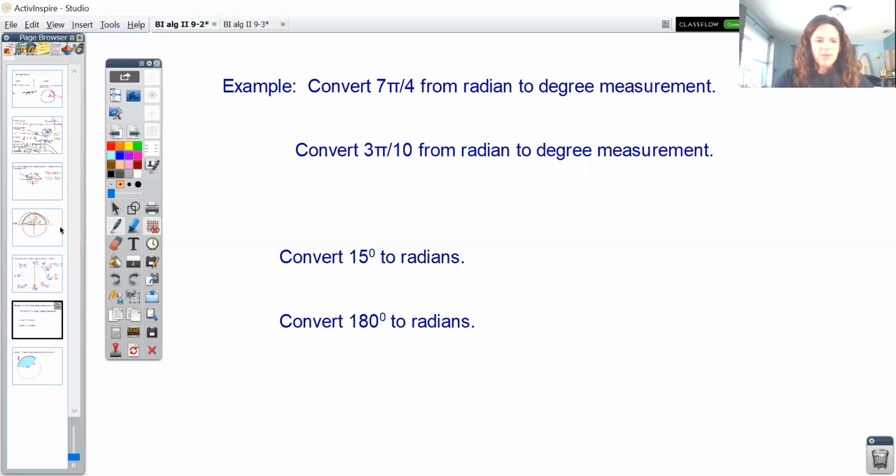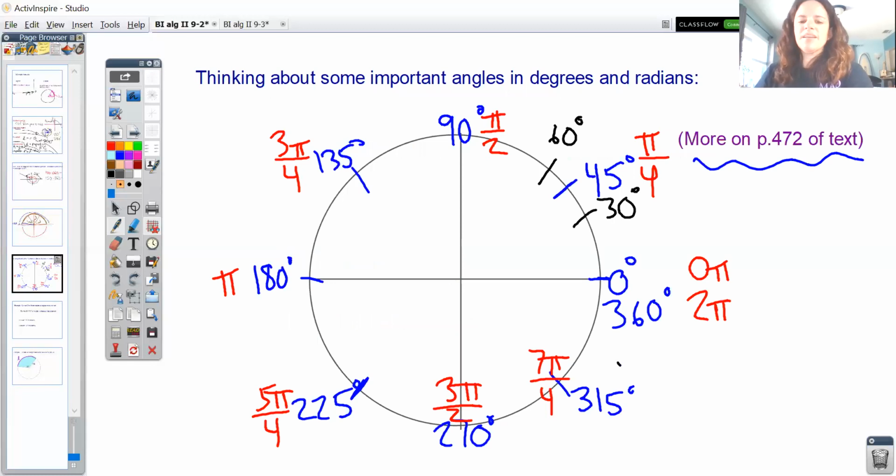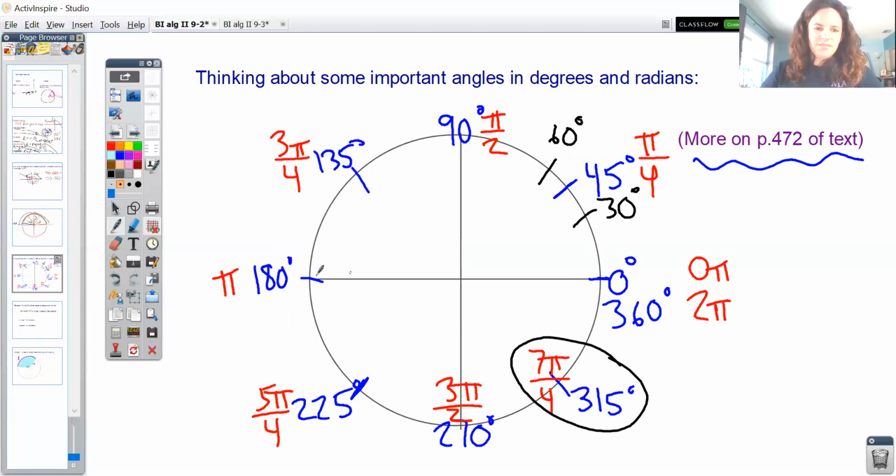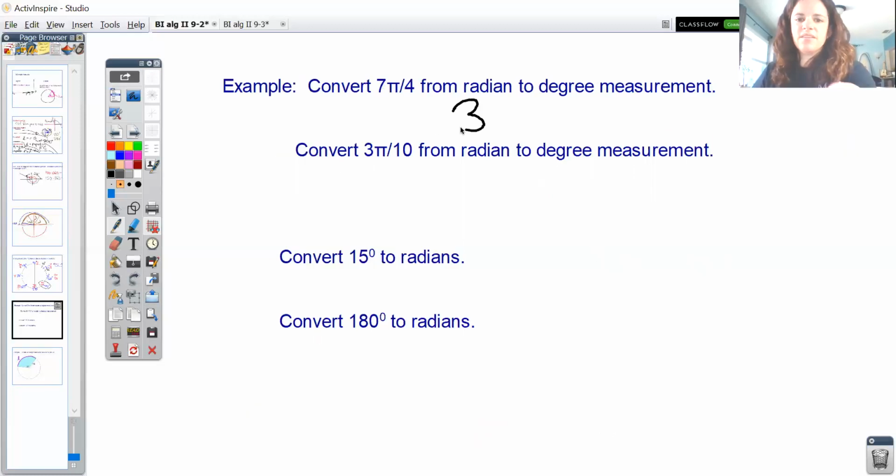So we have a couple things left. We need to be able to convert back and forth between the measurements of the angles. So if I have 7 pi fourths and I want to convert that to degree measurement, if I recognize that that is on the circle that I just drew on the last page, then no work needs to be done. I can simply say, hey, look, there it is. That was 7 pi over 4, and that turns out is equivalent to 315 degrees. And that's all I would need to do, no work necessary.